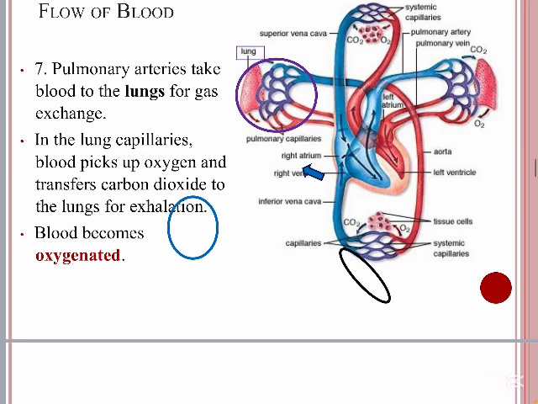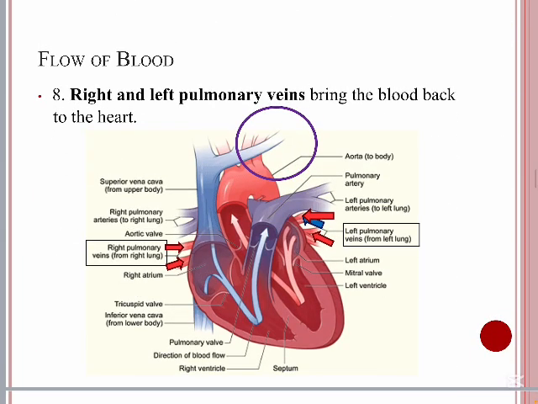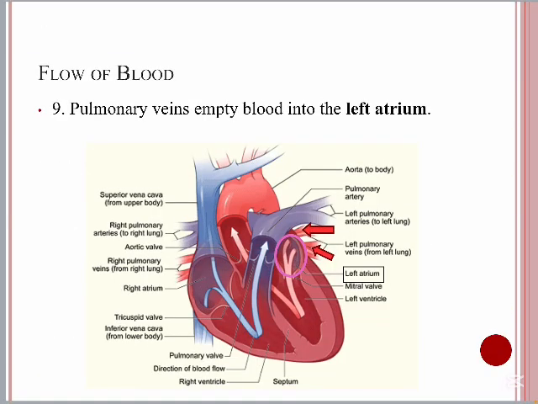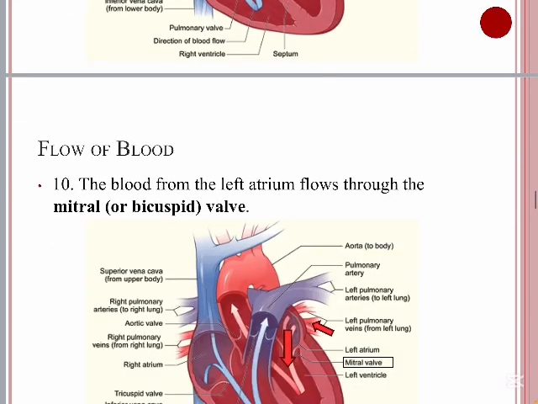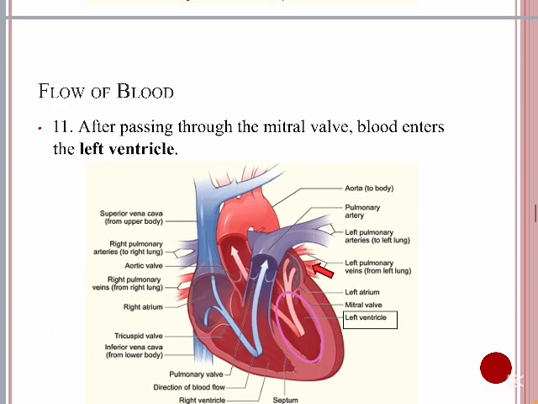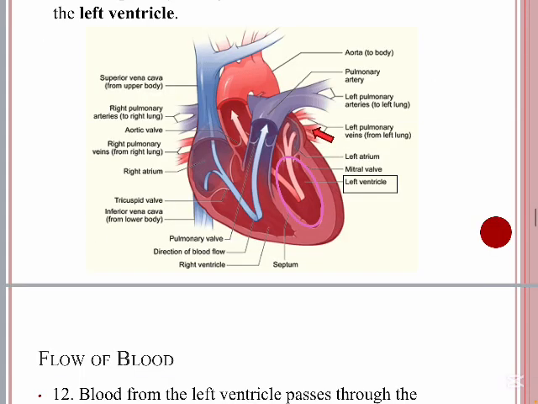Blood becomes oxygenated. Number 8, the right and left pulmonary veins bring the blood back to the heart. Number 9, pulmonary veins empty blood into the left atrium. Number 10, the blood from the left atrium flows through the mitral or bicuspid valve. Number 11, after passing through the mitral valve, blood enters the left ventricle.